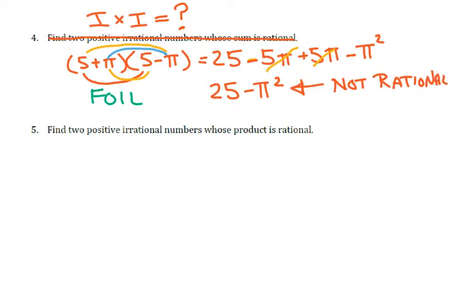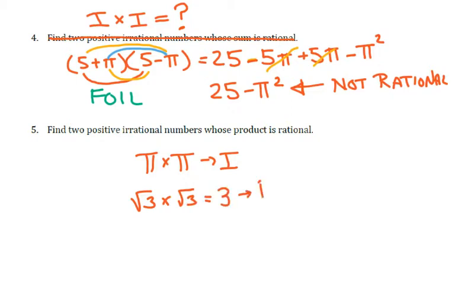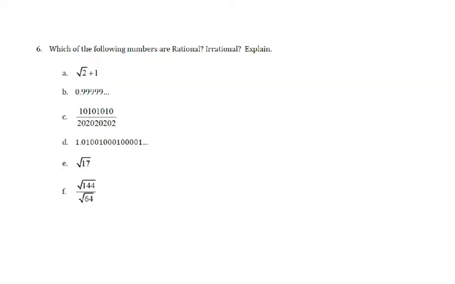See, pi is a different kind of irrational number. Pi times pi is irrational. Square root of 3 times square root of 3 equals 3, which is rational. So, interesting properties of the irrational numbers.